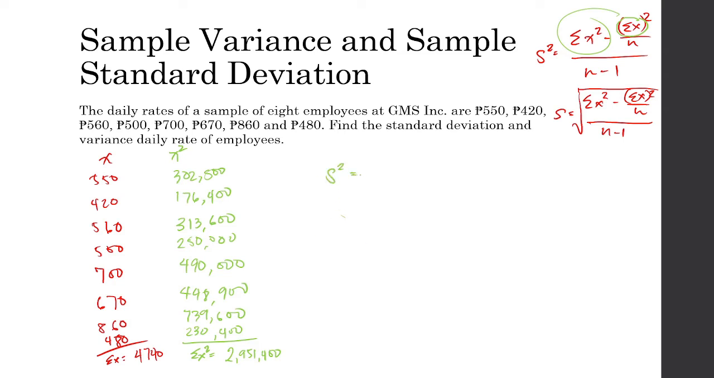So, our s squared will actually be 2,951,400 minus 4,740 square all over n, which is 8. Alright? Then we need to divide all of that with 8 minus 1. Okay? So, paki-solve nga, class. Try nyo muna bago ko ilagay yung sagot.